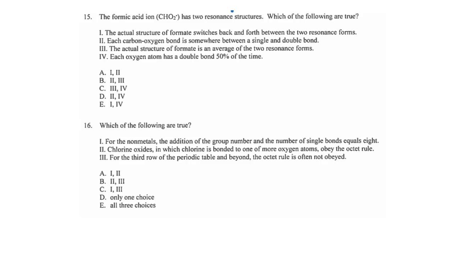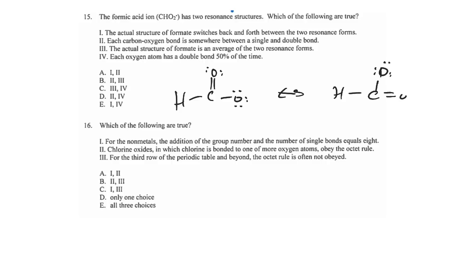15. Formic acid has 2 resonance structures. Which of the following are true? So H, C, double bond O, single bond O with a lone pair, in resonance with C, single bond O with a lone pair, double bond O. And so we have 2 resonance structures. The real molecule should exist as the composite with delocalized bonding. The actual structure of formate switches back and forth between the 2 resonance forms. That is categorically incorrect. That is not how resonance works.